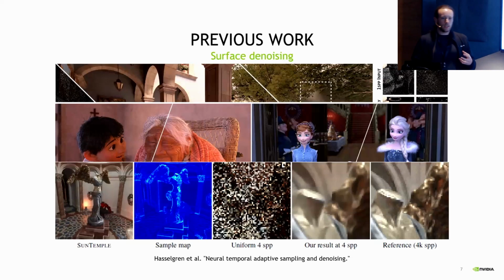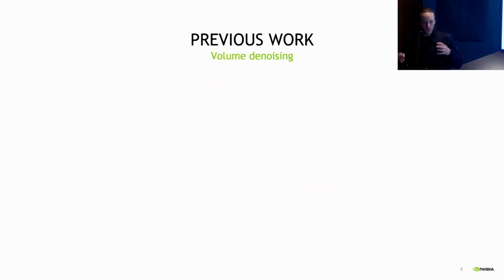The same idea is taken a bit further by Hasselgren and colleagues, and they essentially added a temporal recurrence loop to this idea. They also filter on multiple mipmap levels to get a large filter footprint while keeping the runtimes low. And they also added an adaptive sample map, but we're not going to focus much on that for our use case. Talking a little bit about work on the volume denoising side, right?